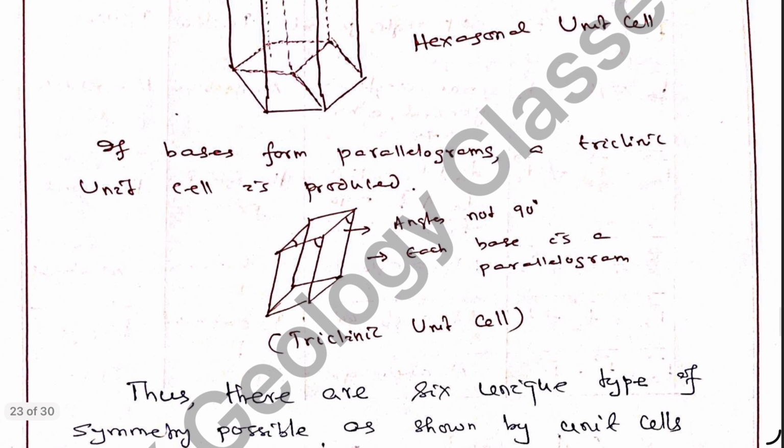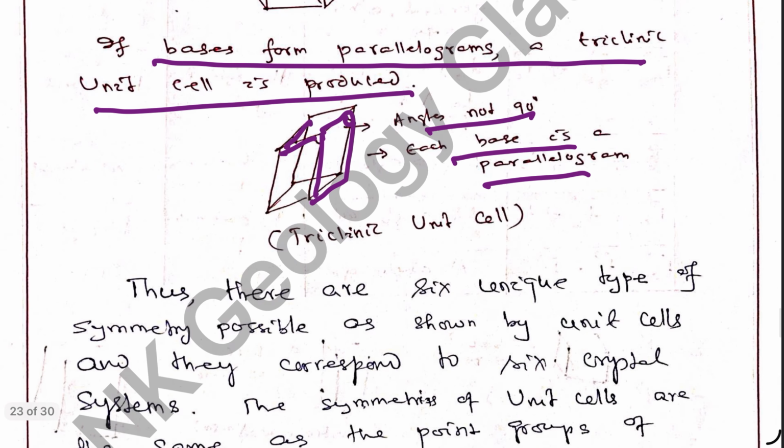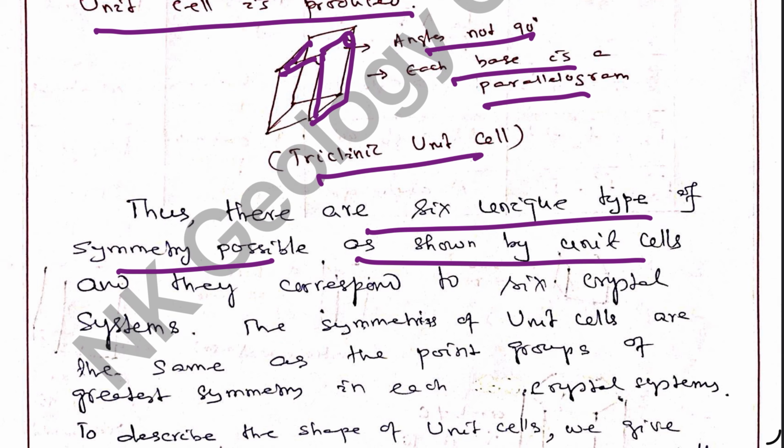If bases form parallelograms, a triclinic unit cell is produced. These are parallelograms. This is not equal to 60 degrees, 90 degrees, 120 degrees, not equal to 90 degrees. Each base is a parallelogram. The triclinic unit cell. Thus, there are 6 unique types of symmetry possible as shown by unit cells, and they correspond to 6 crystal systems.